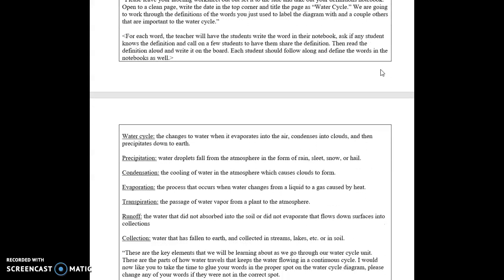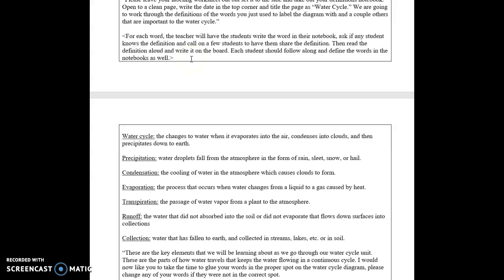And then, so I didn't write out word for word what the teacher would say, but I have given instruction on how the teacher will have students write the word in their notebooks, ask if any student knows the definition, call on some of them to share what they think the definition is, and then, of course, say if they're correct or incorrect, and then give them the definition.